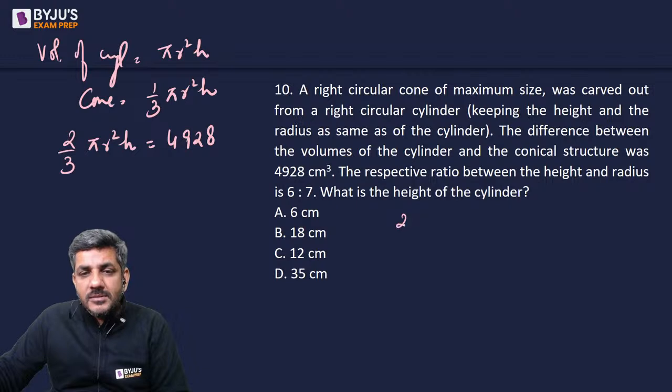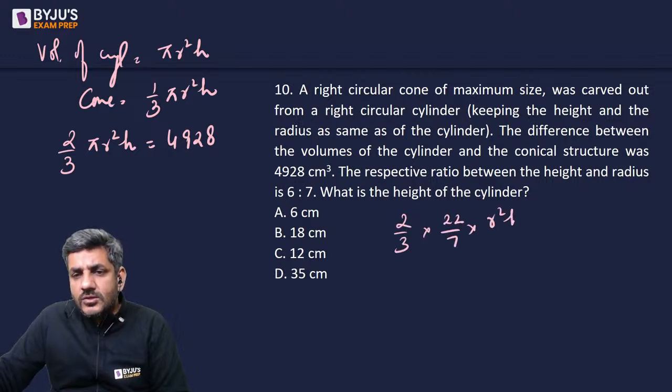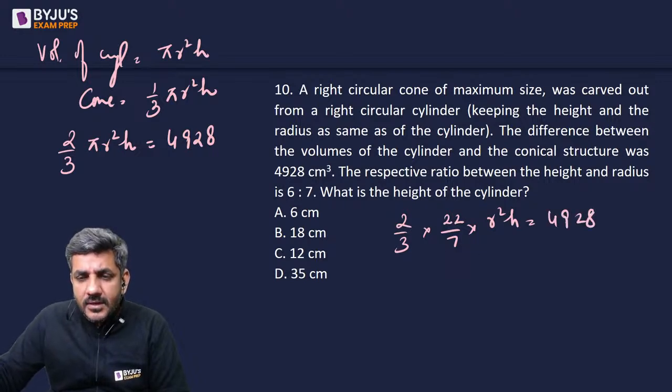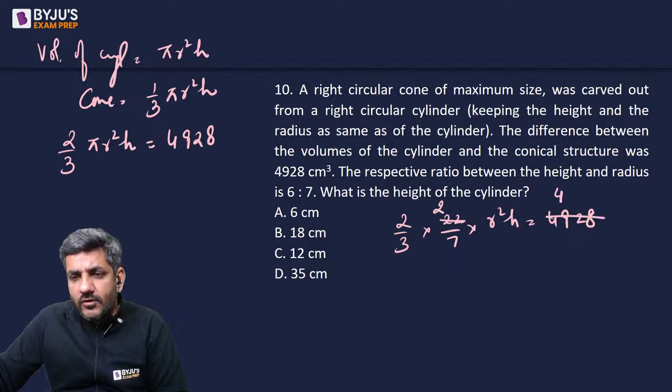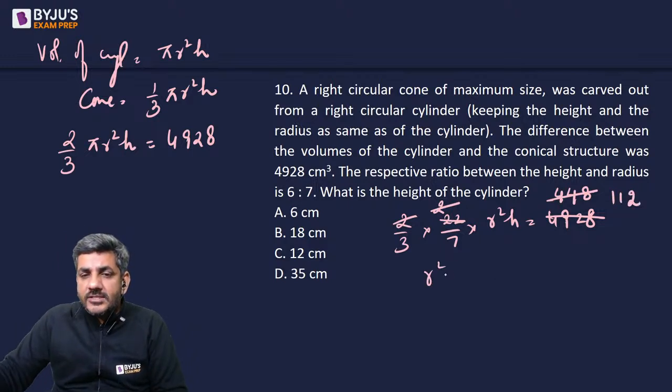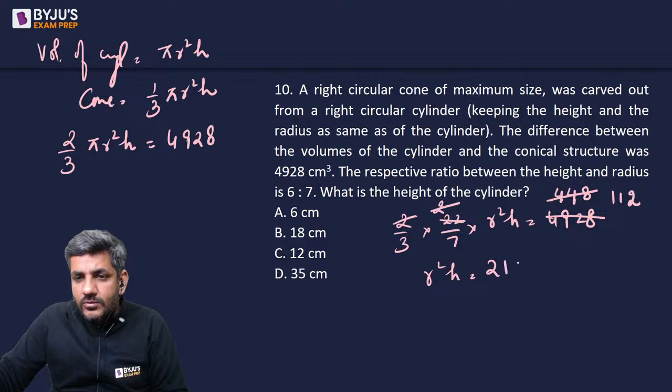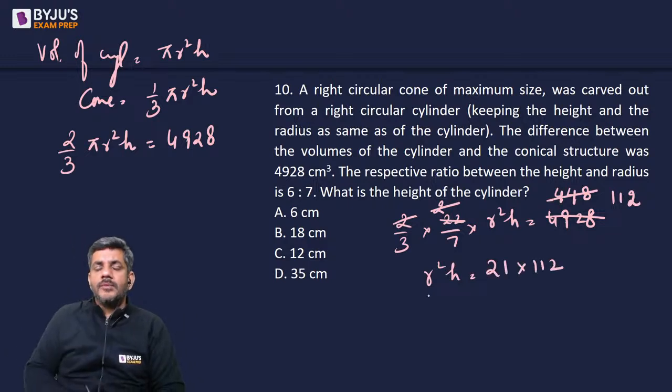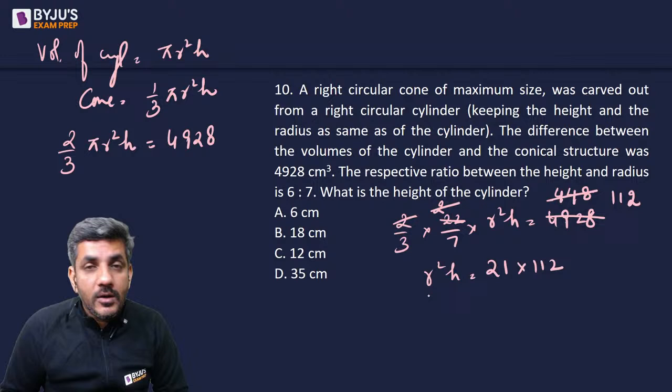So first of all, let me just solve it. 2 by 3 into 22/7 into r square h is equal to 4928. तो ये आपका कैंसल आउट हो जा रहा है 11 से 2 पे, और 11 4 जा 44 एंड 8, और 2 2 जा 4 से भी कैंसल आउट हो जा रहा है 112 पे. So r square h is equal to 7 into 3, 21 into 112. R square h is 21 into 112.